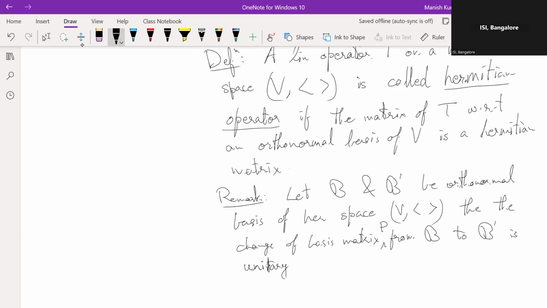Because this pairing with respect to B is the standard Hermitian form, its orthonormal basis means that the matrix of this Hermitian form with respect to B is the identity matrix. The matrix of this with respect to B prime is also the identity matrix. So the change of basis matrix must be unitary.